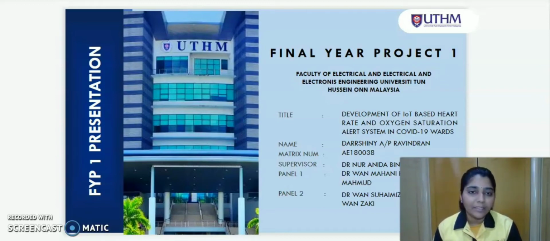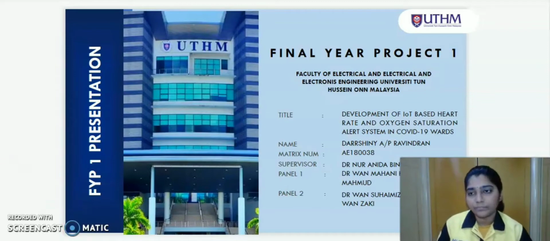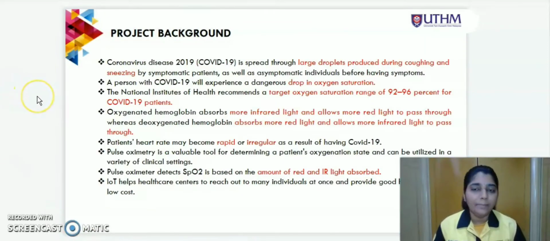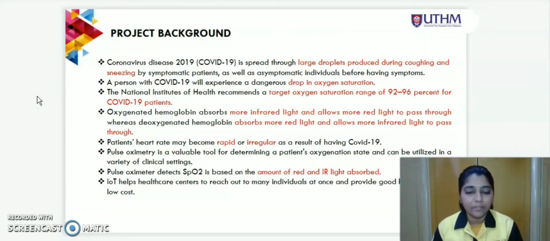The title of my final year project is Development of IoT-based Heart Rate and Oxygen Saturation Alert System in COVID-19 wards. Now, let me share a little bit on my project background.